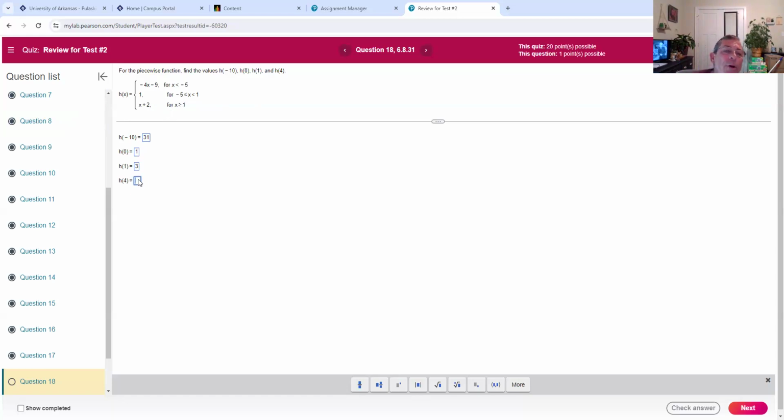And how about, what are y'all putting in the blank for h of 4? All right, so it looks like a 6 because 4 is greater than or equal to 1. So we use the last equation, put a 4 in for the x. 4 plus 2 is 6, okay?